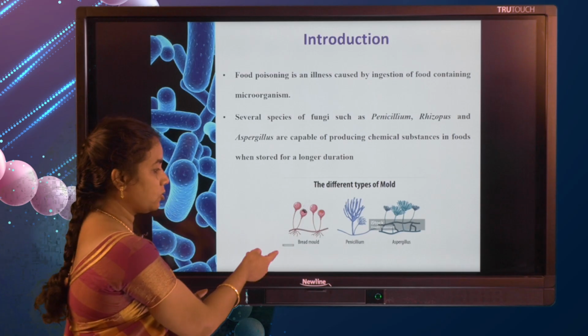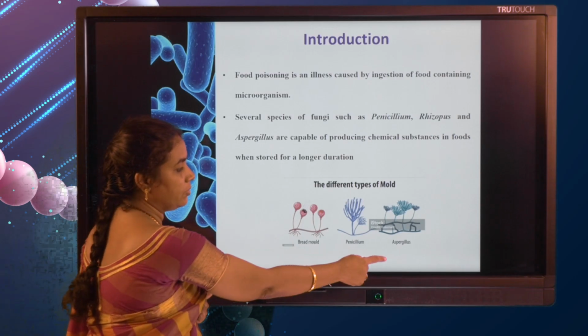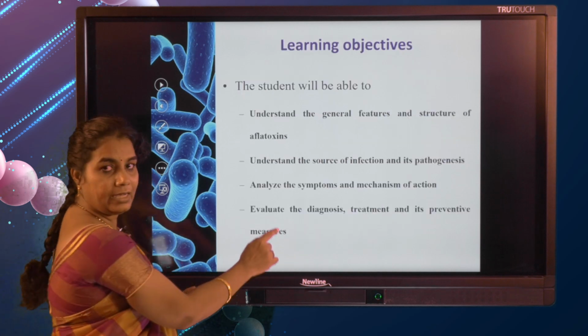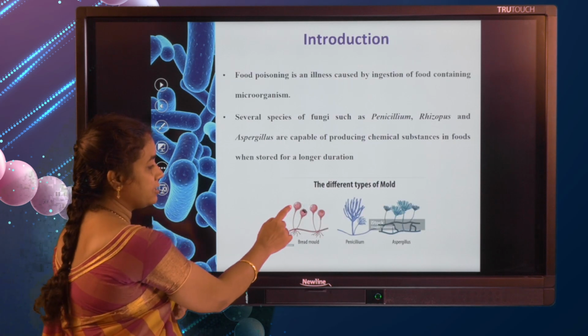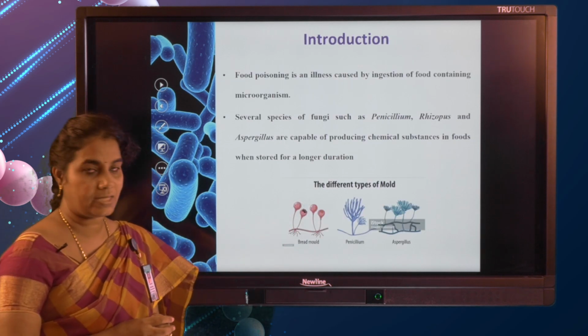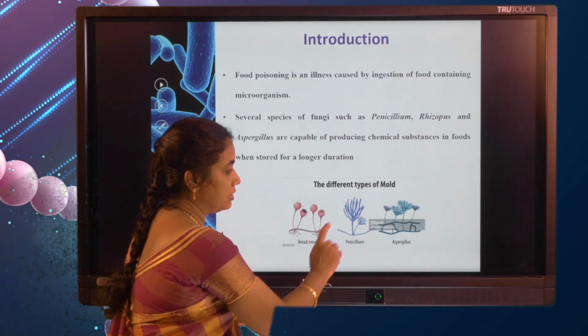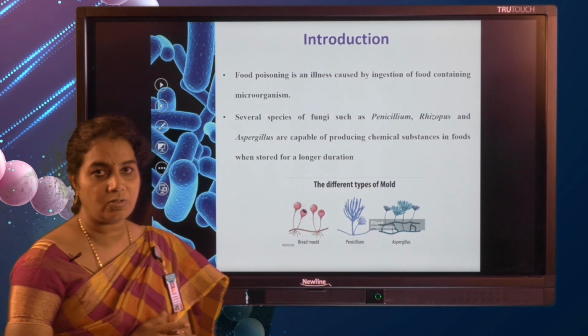This is the image showing the Rhizopus, and that is Penicillium, and that is Aspergillus. In Rhizopus, you can see the hypha, a filamentous structure, and then it ends in a sac-like structure which is known as sporangium, which encloses the spores. Similarly, in Penicillium and Aspergillus, in both cases you can observe the presence of spores.